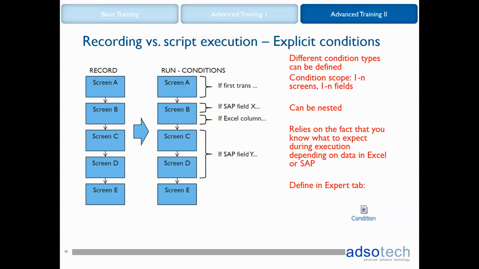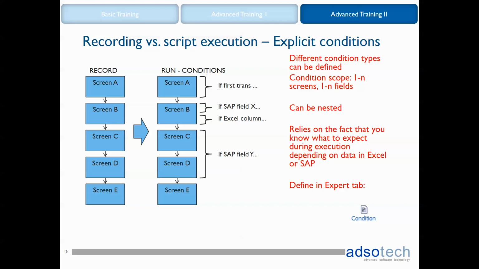So let's say we are creating materials in SAP, creating completely new materials in SAP. For certain material types, we want to enter into specific tabs within that material. So we can record going into those tabs and doing whatever needs to be done in those tabs. And then in the mapper, we can actually define conditions saying that we want to go to these tabs, but only when the material type is XYZ. So it's a matter of what happens in SAP or what we want to do in SAP, depending on data in Excel or data in SAP.